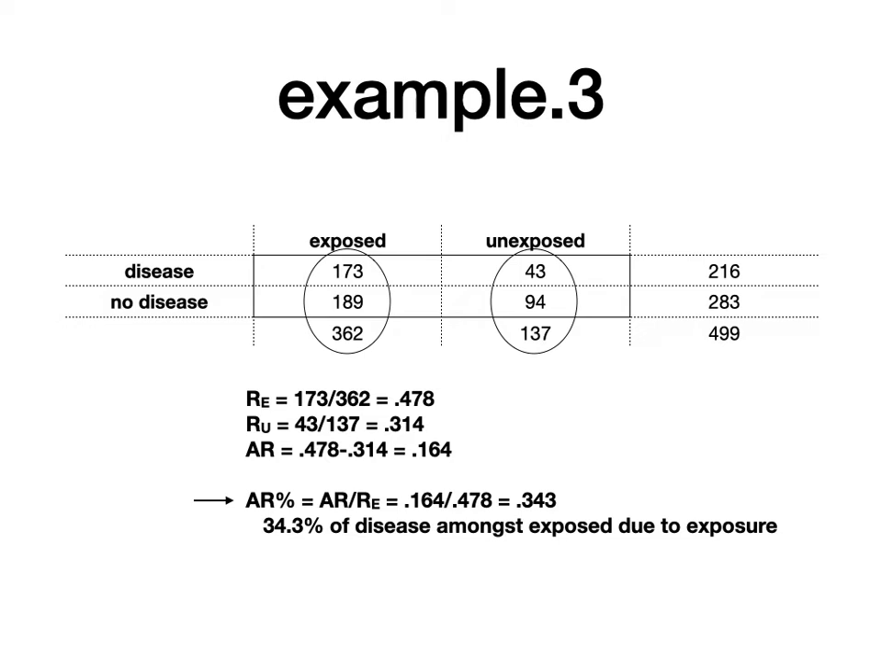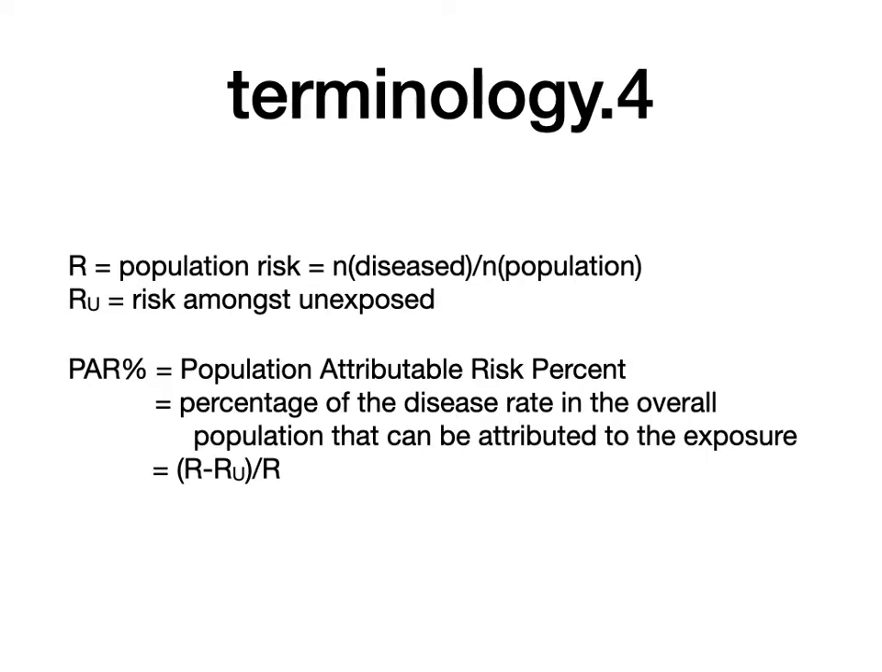Let's do a little more. You saw before that the population risk, or R, is the number of disease divided by the size of the population. It's also occasionally called the prevalence. You saw before that R sub U is the risk amongst the unexposed. Now what we look for is something called the population attributable risk percent, which is the percentage of the disease rate in the overall population that can be attributed to the exposure.